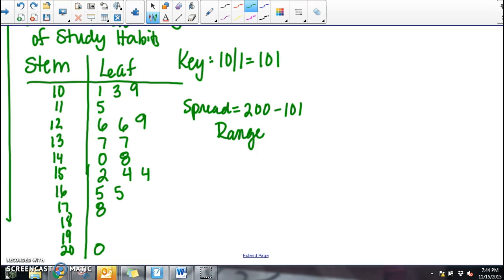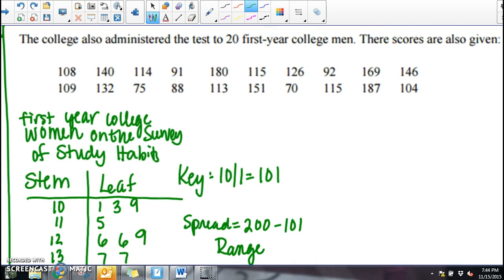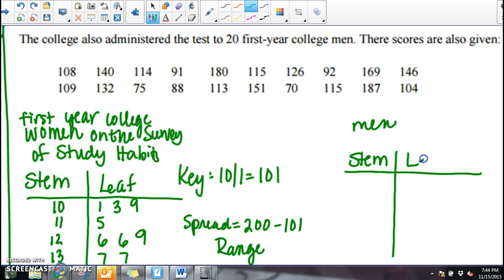Now, this is the women's. We can also do the same thing with the same title and do men. So everything would be the same over here, but we would do men. And we would do stem, and we would do leaf. And on this one, looks like we go from 70 as a low, and it looks like the high is 187.